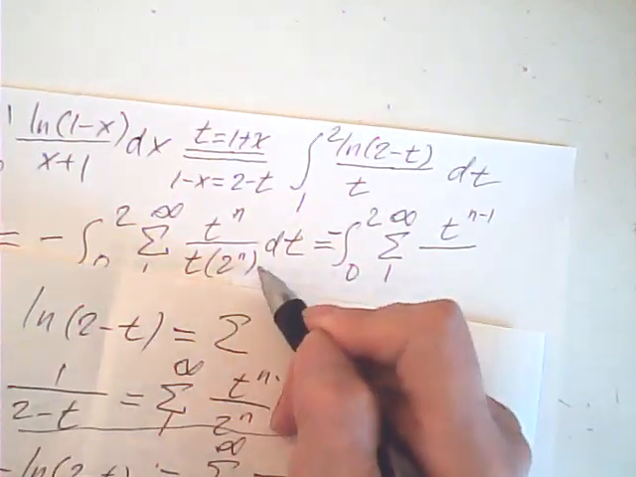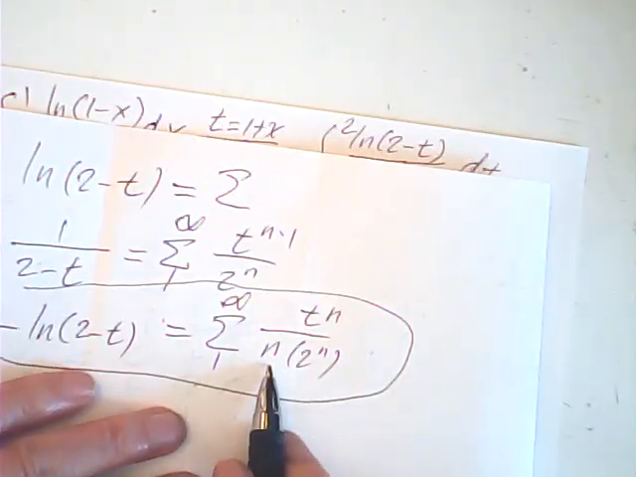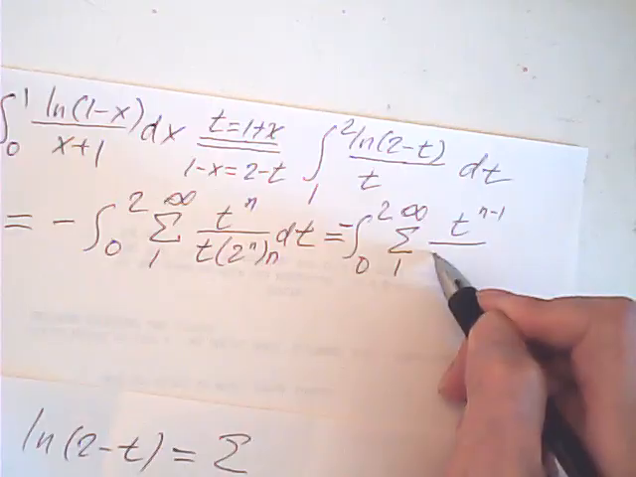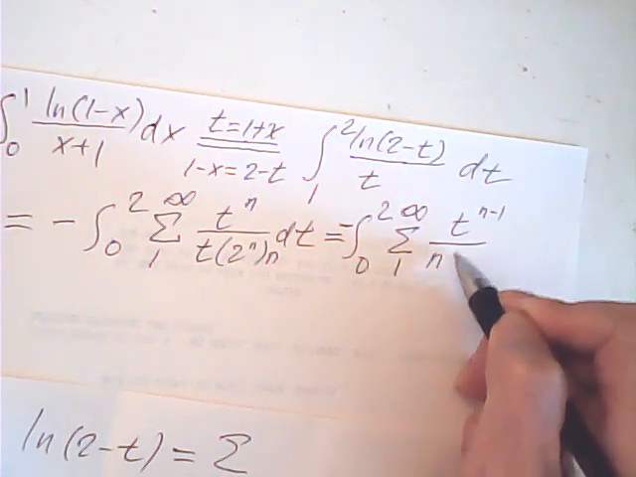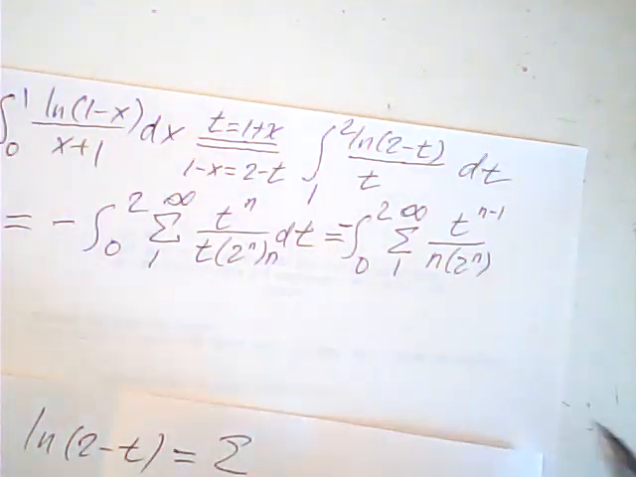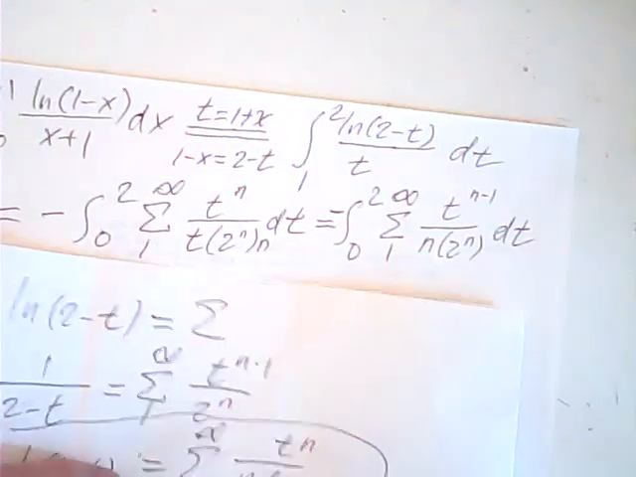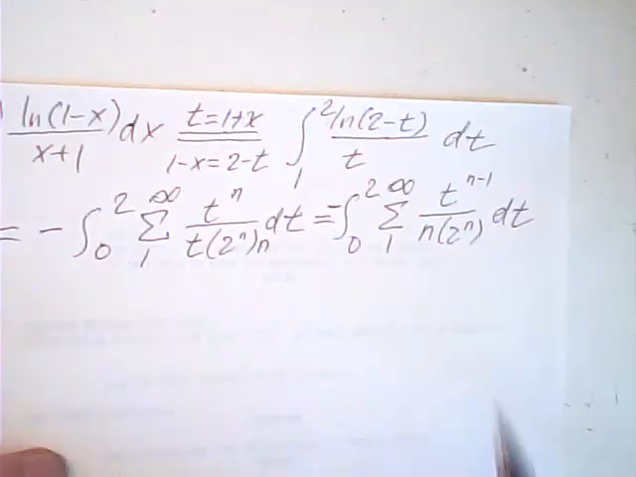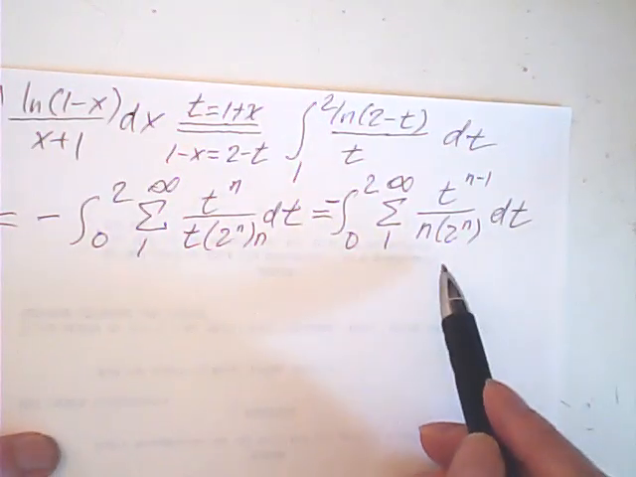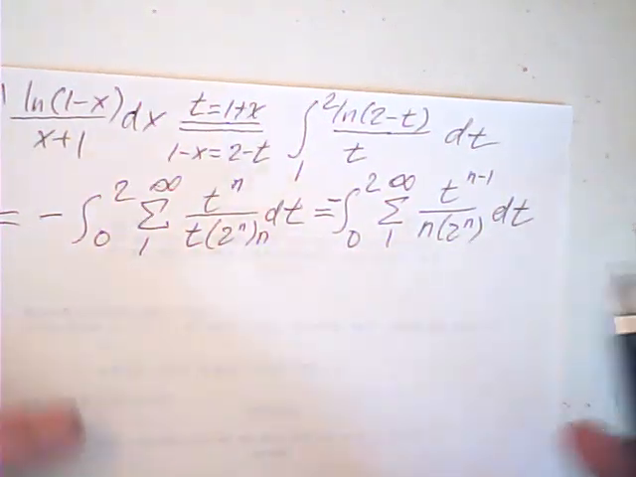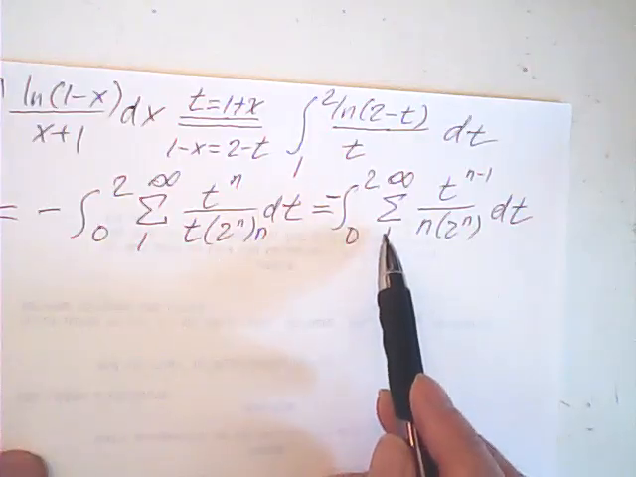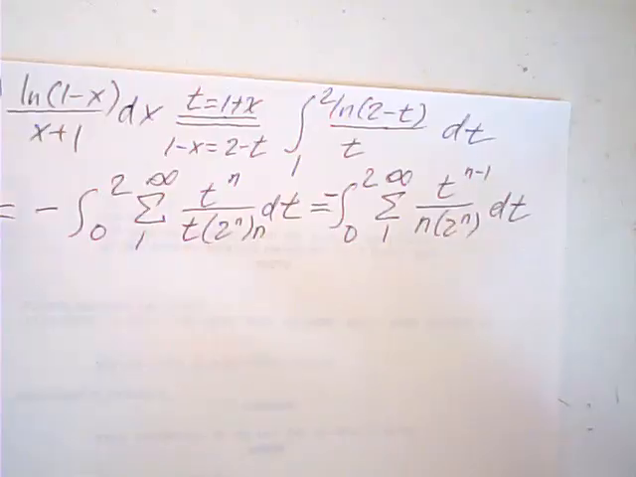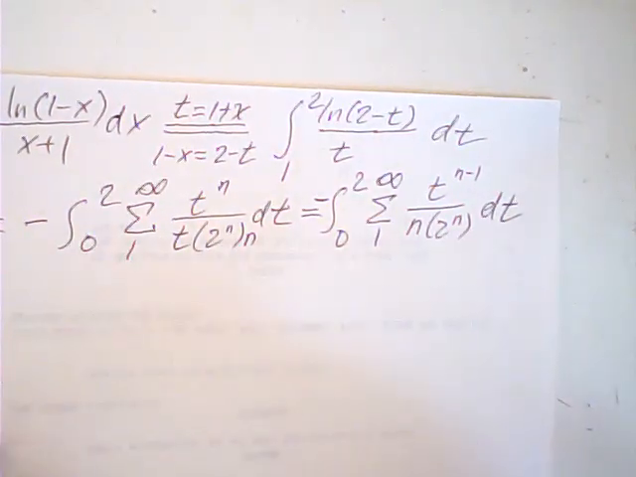There's n here. I'm sorry. There's n here. N 2 to the n. Yeah, dt. Okay, there's n here. Now, then, of course, I want to switch the operator, right? Then finish the integral very easily, and we can get a result.